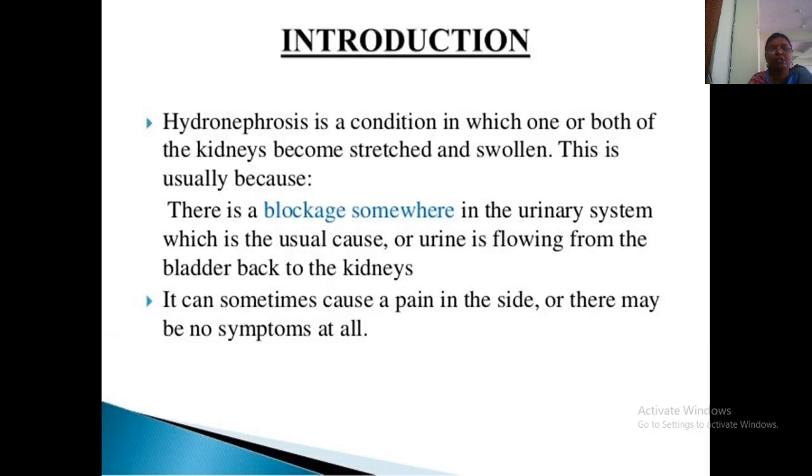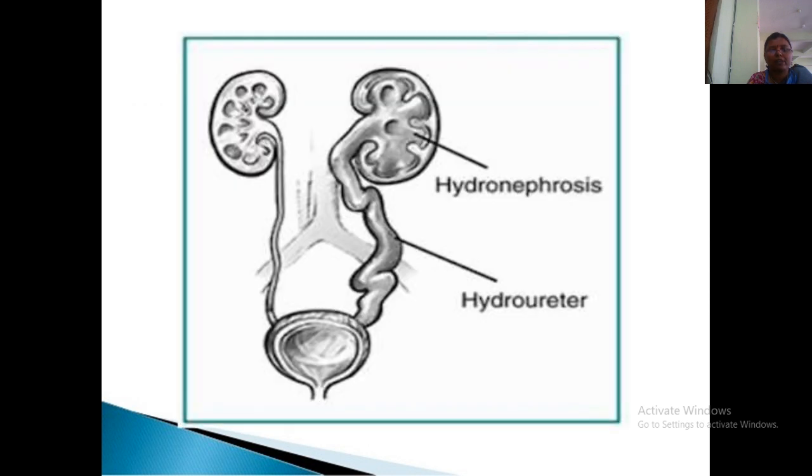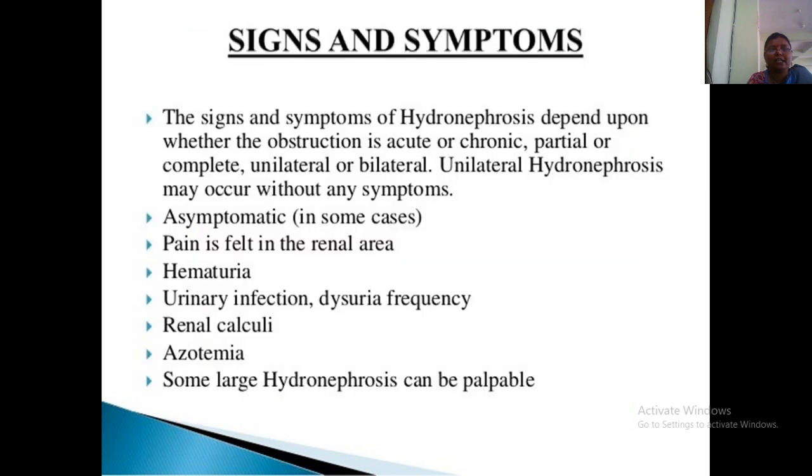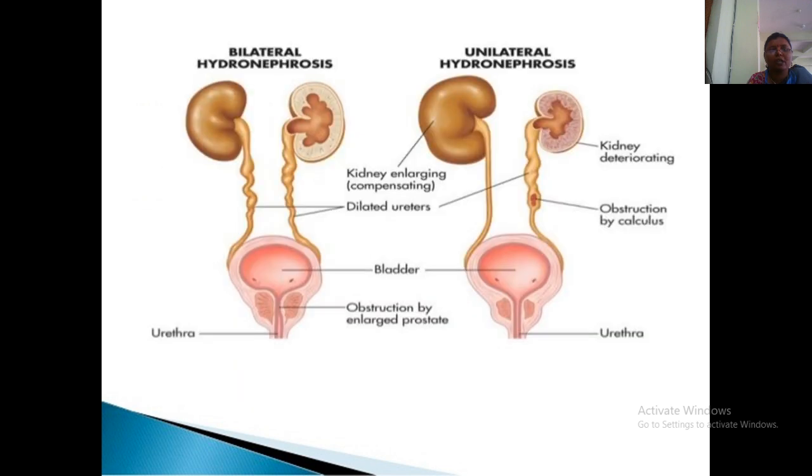Hydronephrosis is one of the conditions. Here hydronephrosis is a condition in which one or both of the kidneys become stretched and swollen. Blockage may be seen somewhere. This is hydronephrosis, water accumulation in the kidneys. Signs and symptoms: asymptomatic, then pain in the flank, hematuria, urinary infections, renal calculi, azotemia. Some large hydronephrosis can be palpable.